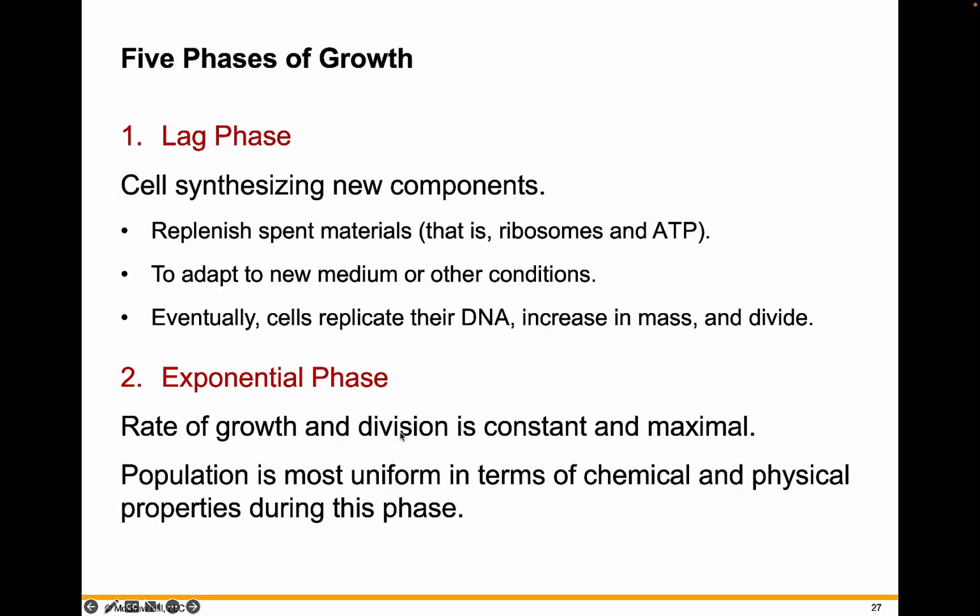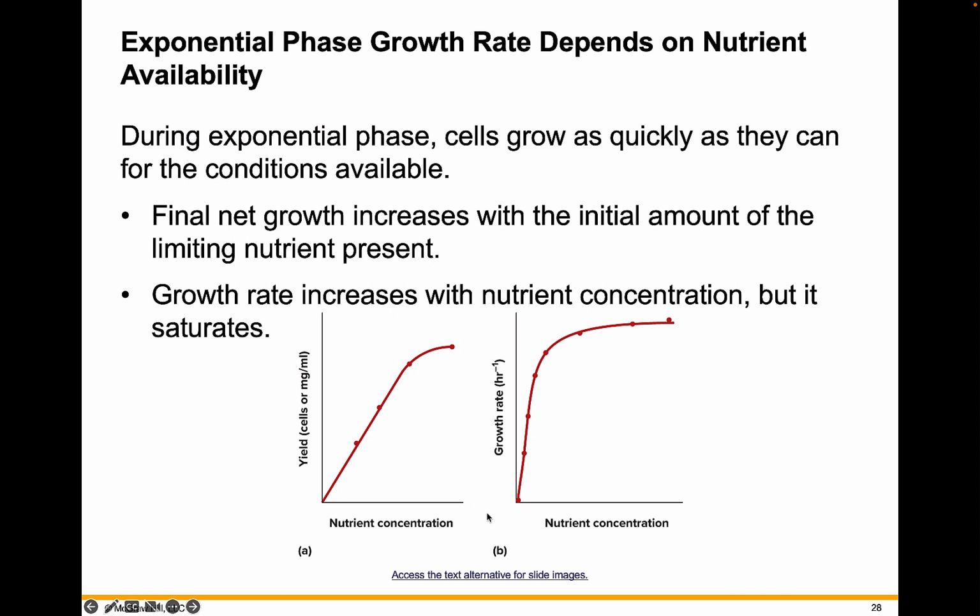In the exponential phase, the rate of growth and division is constant and maximal, and the population is most uniform in terms of chemical and physical properties during this phase. During the exponential phase, cells grow as quickly as they can if the conditions are available. The final net growth increases with the initial amount of the limiting nutrient present, and the growth rate increases with nutrient concentration, but essentially it will saturate. It will not grow forever.